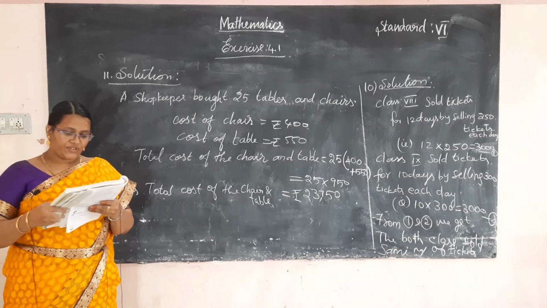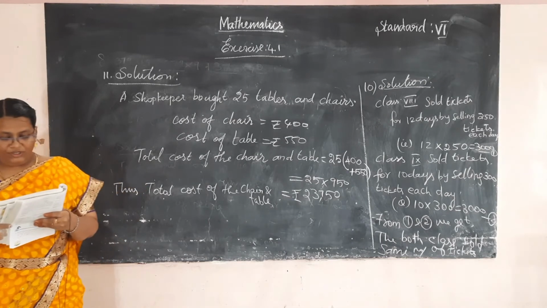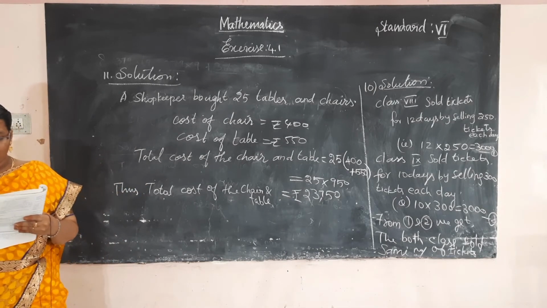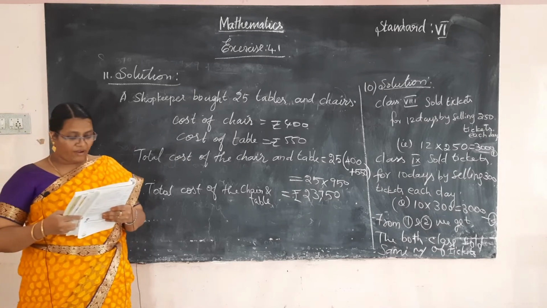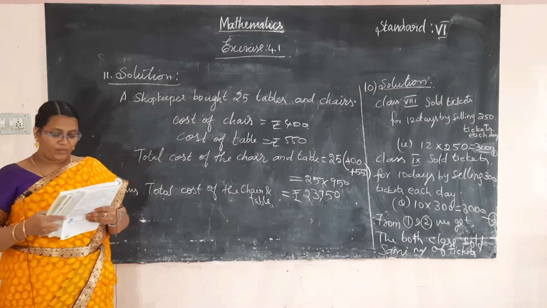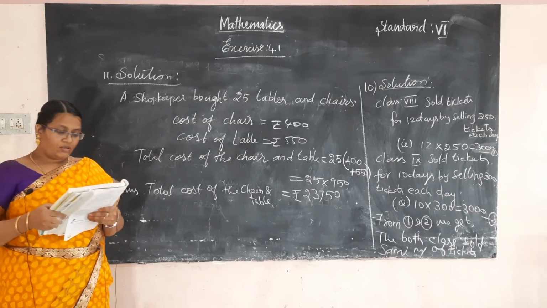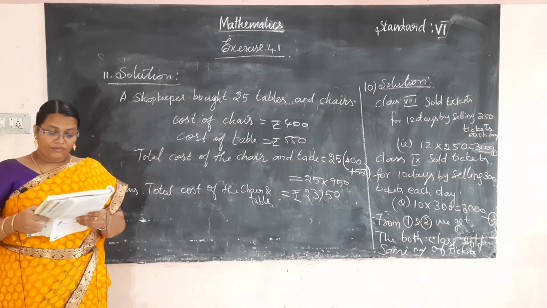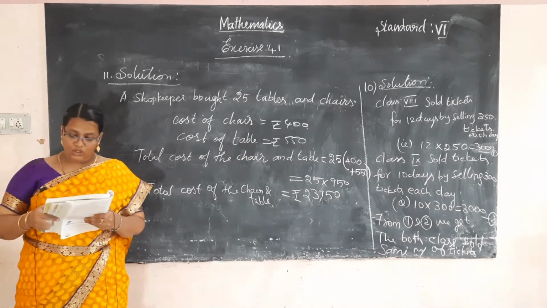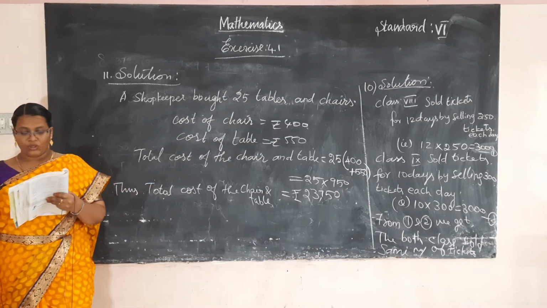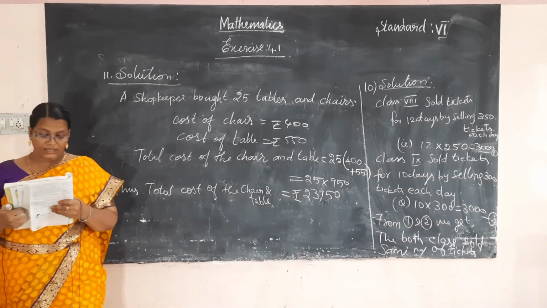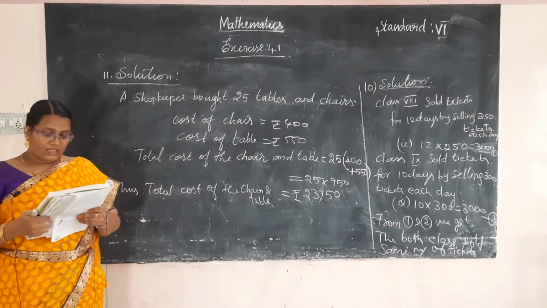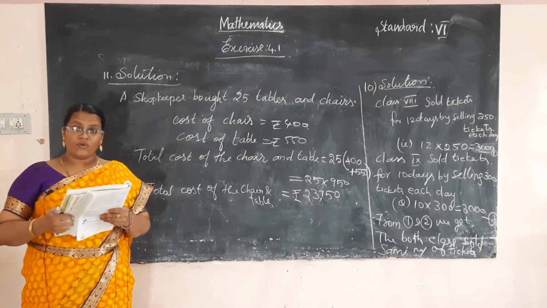There are 650 students in a school. If 25 students stand in each row during the morning assembly, then find the number of rows that will be formed. Okay, so total number of strength is 650 students in a school. If 25 students stand in each row, then find out the number of rows that will be formed. That means how many rows can be formed, they asked.